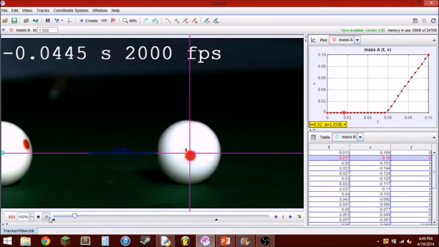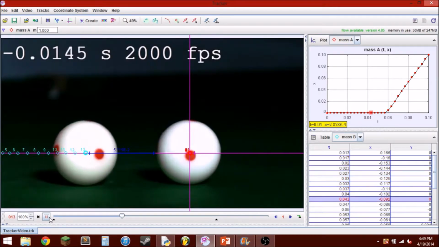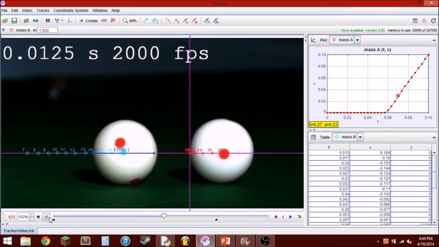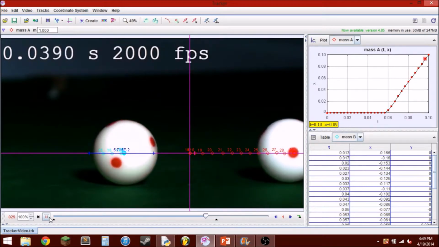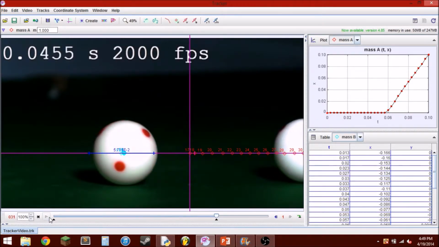Now when we run this, you can see that ball 1 approaches ball 2 with a constant velocity until they strike each other, at which point ball 1 comes to rest and ball 2 moves off with a velocity equal in magnitude, or approximately equal in magnitude, to the initial velocity of ball 1. So now we can take this data and plug it into our equations.